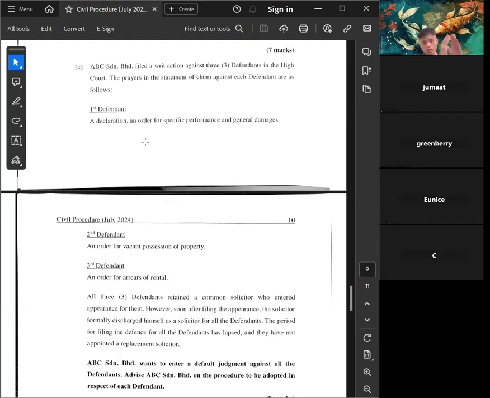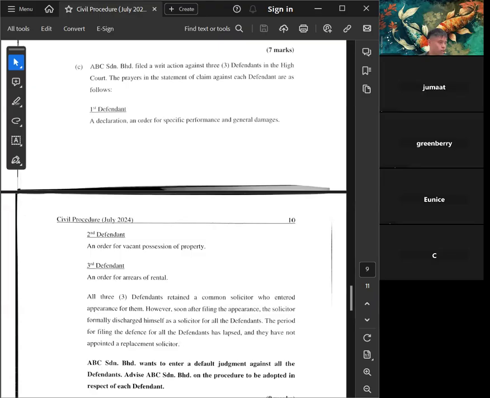So you have to write specifically what can be entered against the first defendant, what kind of judgment can be entered. All right. Then now we move to the second defendant, vacant possession. Vacant possession, as I say, right? Vacant possession is given under Rule 4, possession of immovable property. So you can write it down there.